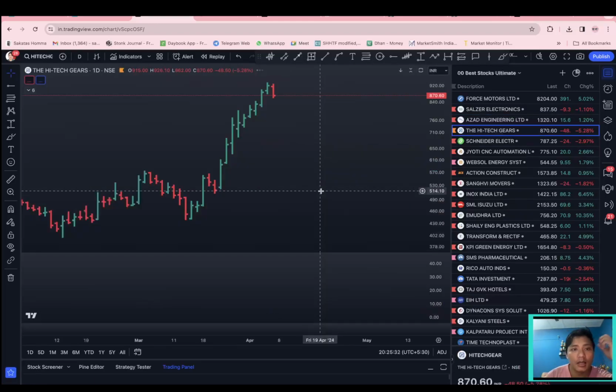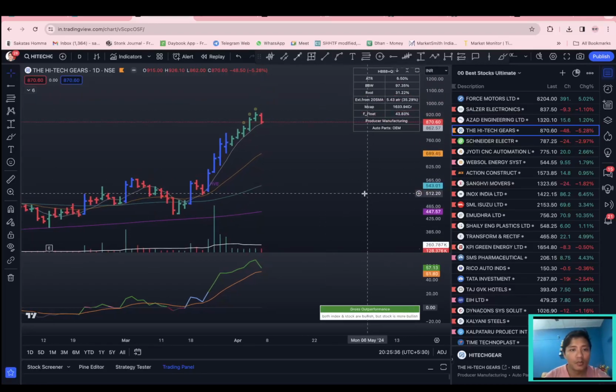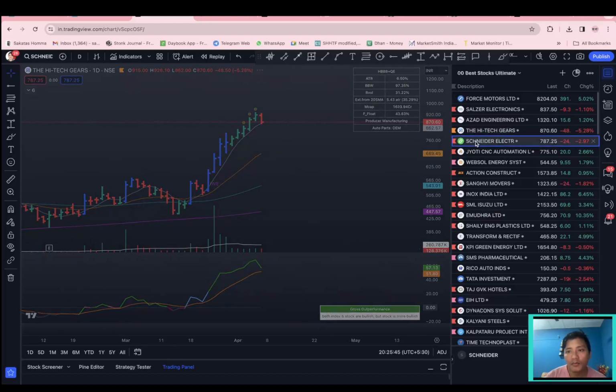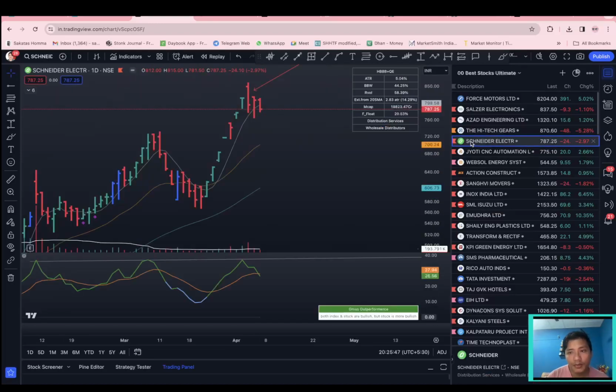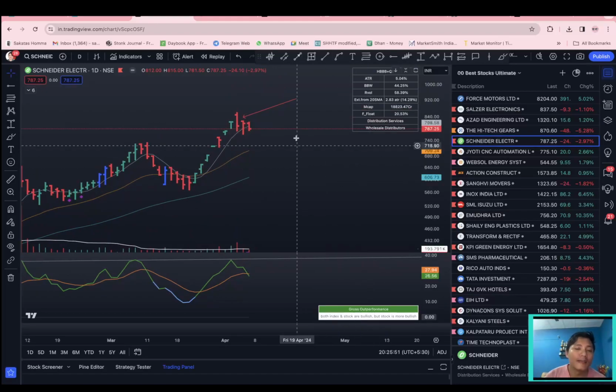So Azad is again high priority. High tech is not high priority because this is possibly a high tide flag, the pole of the high tide flag setting up. So I will mark it in some other color, so the good ones I will mark with red. So Schneider is not a ripe setup, because there's just 2 days of sideways consolidation.